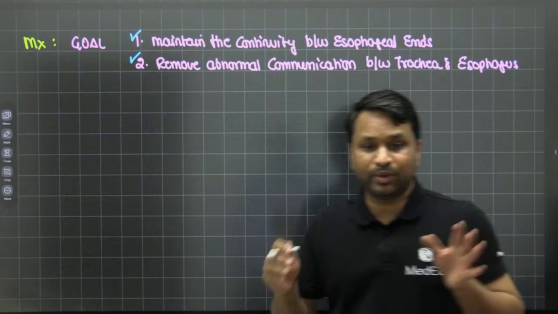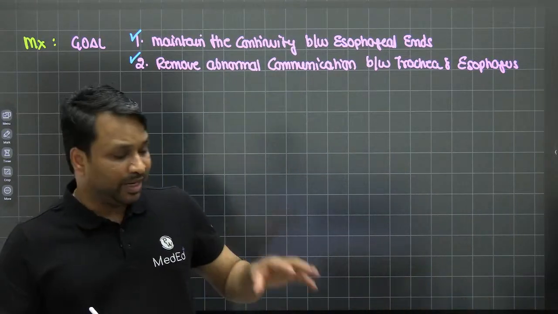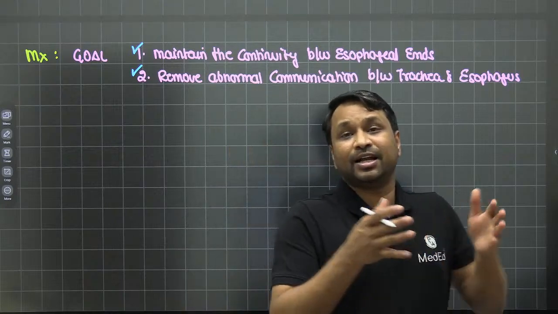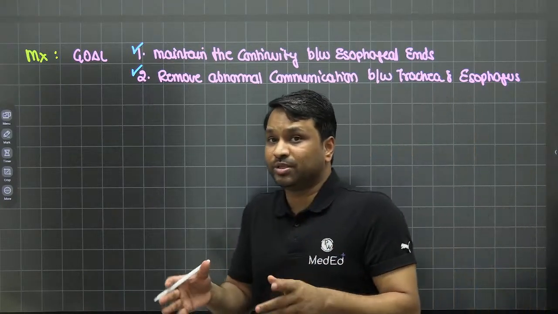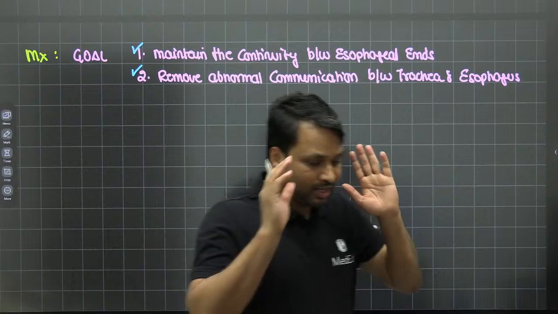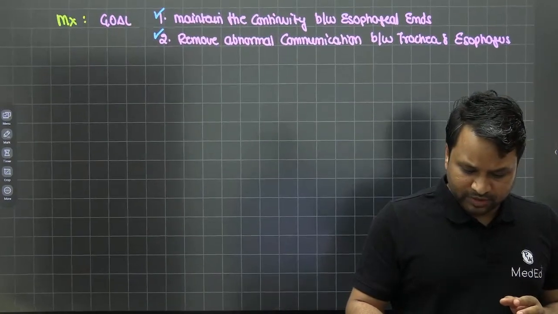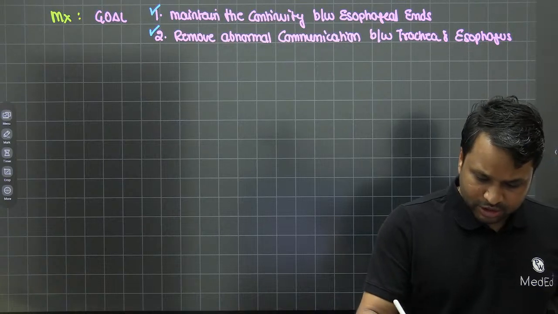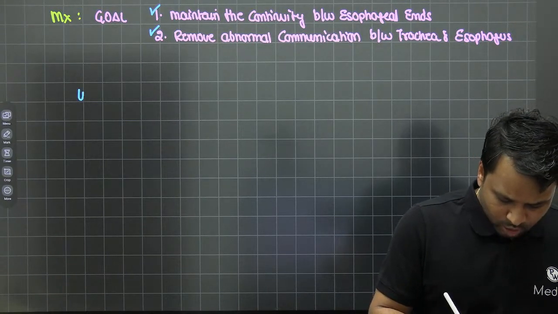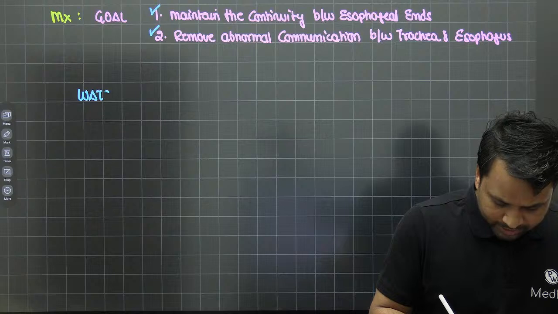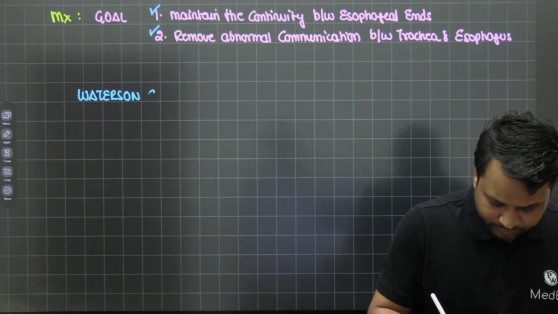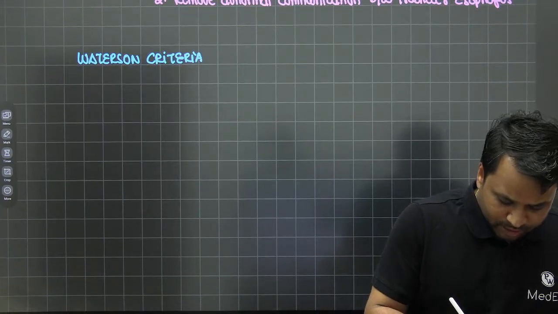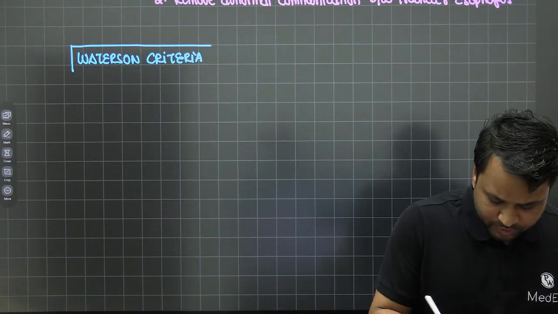Maintain the continuity of the esophagus, and then make sure that you prevent that abnormal communication, because it is not supposed to be there. You have to just remove it, and that's the basic goal of it. Now, to achieve this goal, obviously, there's a lot of study. People have come up with various classifications. One such classification that we want to talk about is the Waterston classification, or the Waterston criteria. The Waterston criteria is for the management of the tracheoesophageal fistula.